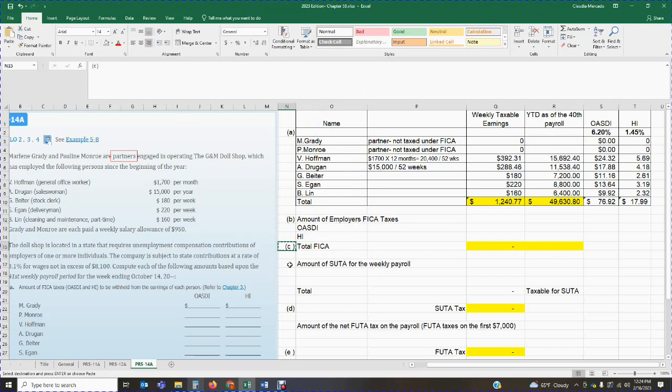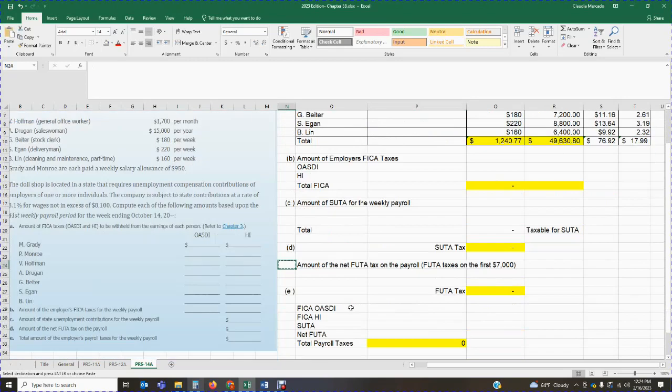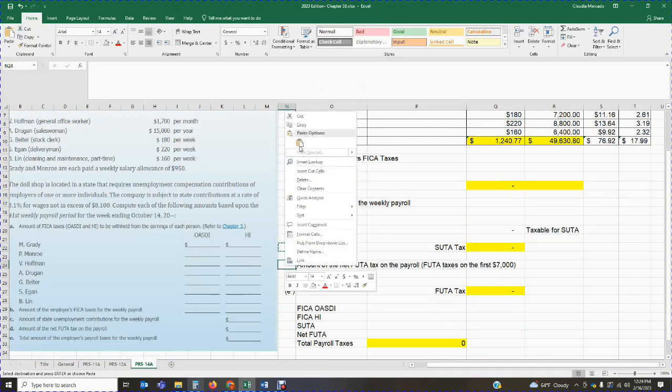I don't know why, I think I inserted some columns and it threw my numbering off. Let me just fix that real quick because it's driving me nuts. Here we go.